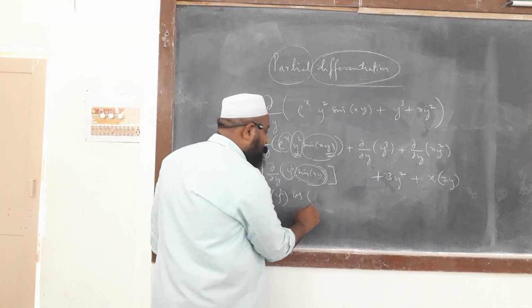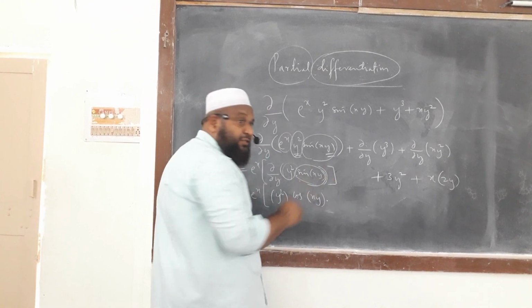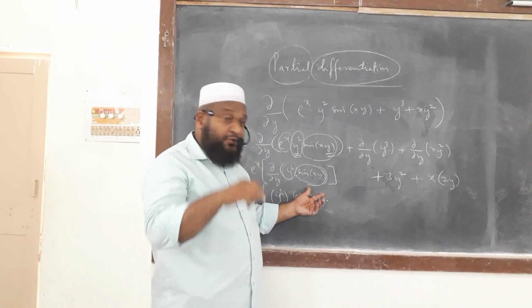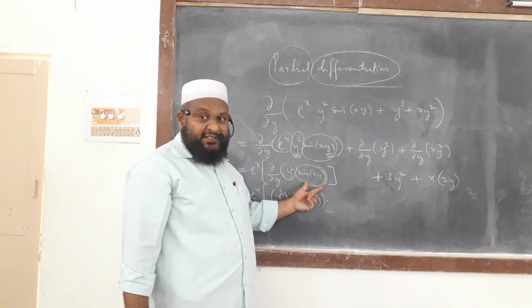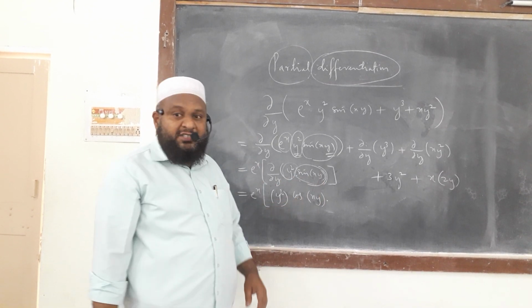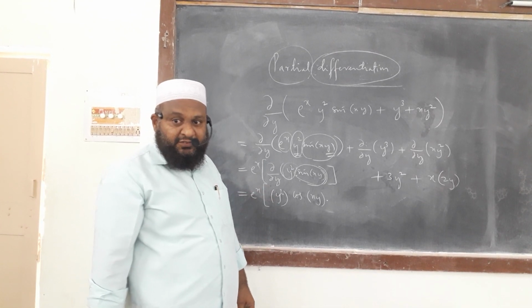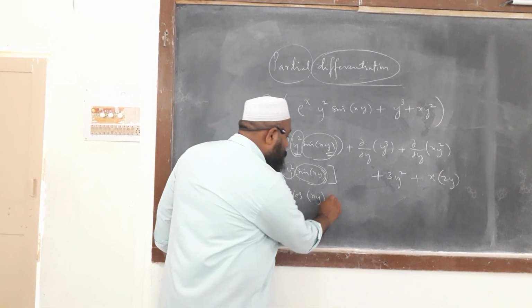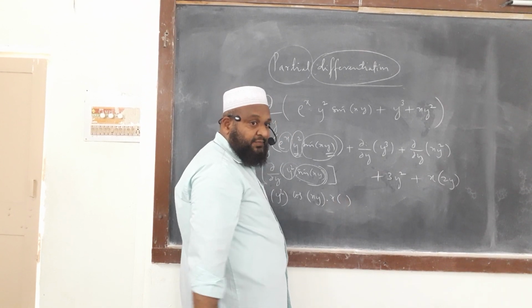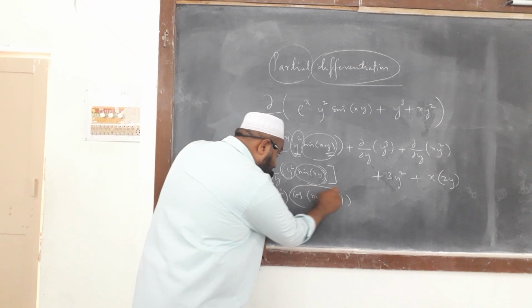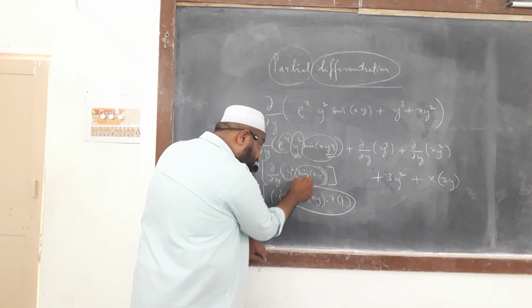Cos xy into, as per chain rule we are doing now. Chain rule for this sin xy. Sin xy became cos xy into, with respect to y, x is constant. X is constant. Y derivative is 1. So this much of the part is the derivative for sin xy.